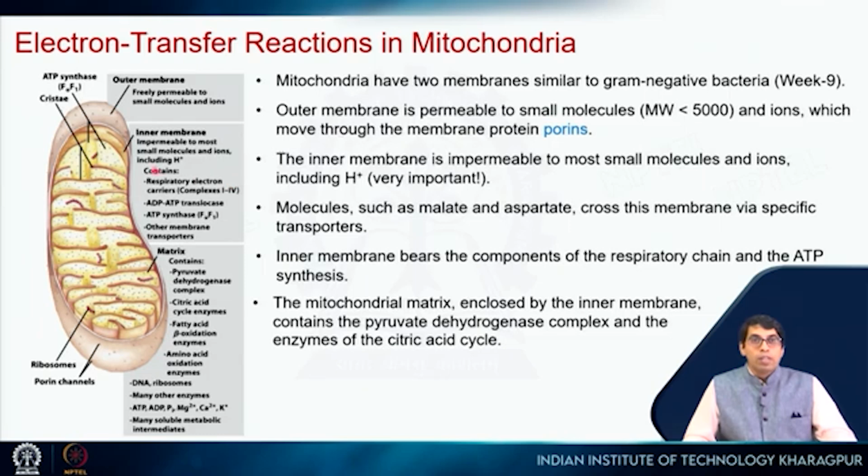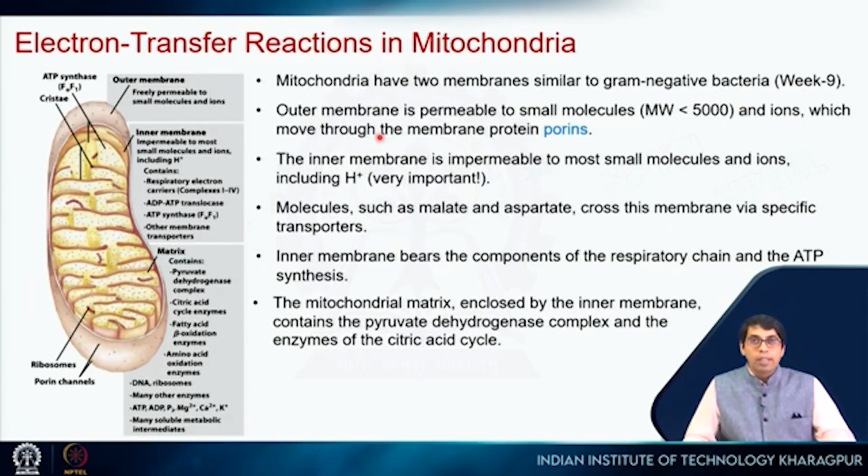Okay. As I mentioned earlier, most of these things are happening inside mitochondria, right. This is one of the organelles in eukaryotic cells. So, let us look at the structure of mitochondria. Mitochondria have two membranes, very similar to gram-negative bacteria, right. You can see there is an outer membrane here and an inner membrane here. We will talk about gram-negative bacteria in more detail in the week 9 lectures.